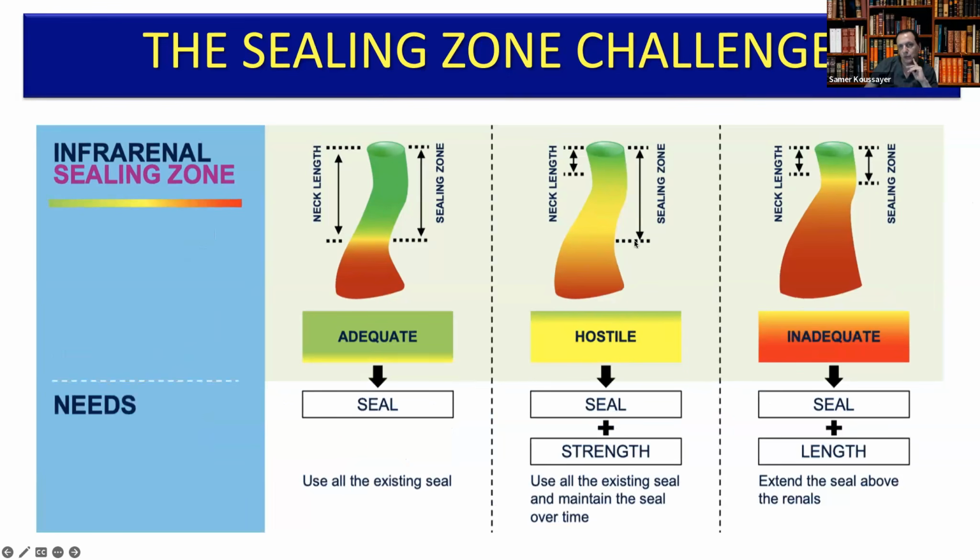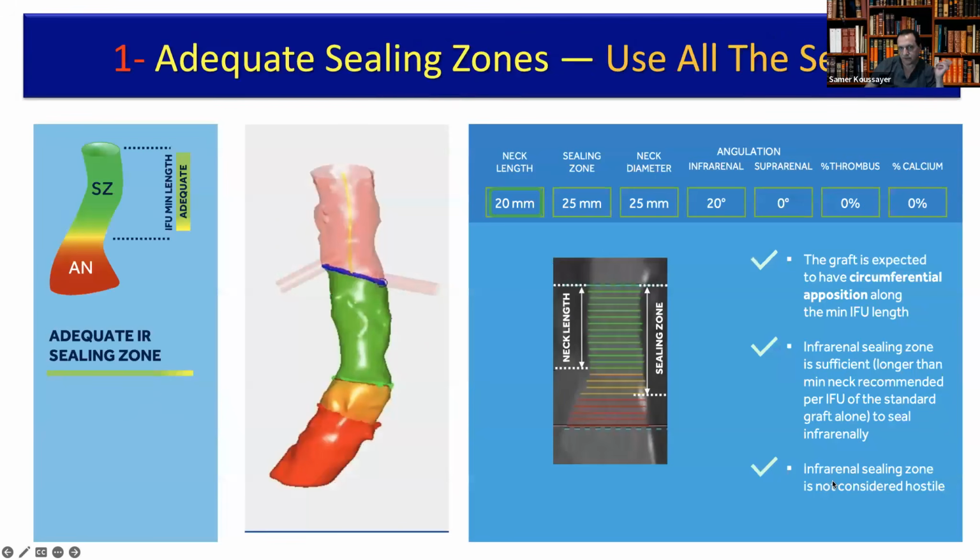So when we deal with the hostile neck, you need to add strength to your repair. So you use an EVAR, then you have to add some strength. Here we have length, but we don't have strength, so you need to add strength. Here, you don't have a neck. You don't have a seal. So you need to add length, and you need to do something here. We're going to talk about it.